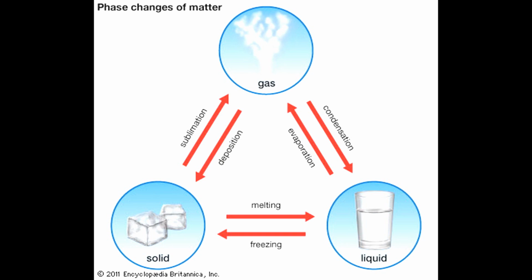Then from a gas to a liquid, it occurred through condensation. And from a liquid to a gas, this occurred through evaporation. So this is how the different states of matter change from one phase to the next.